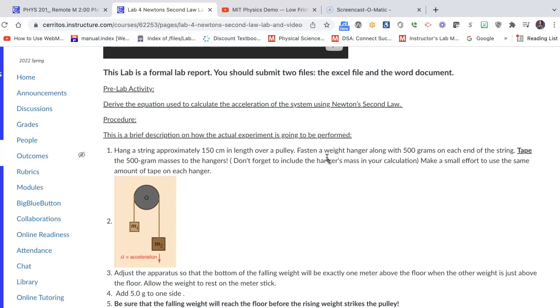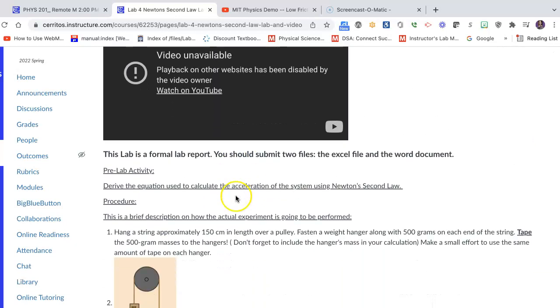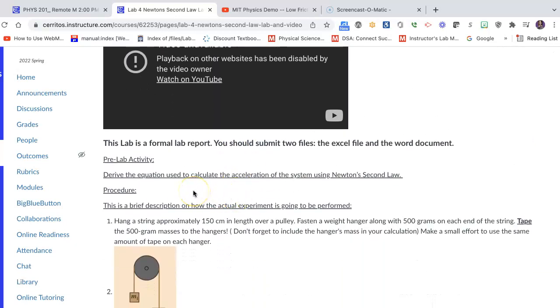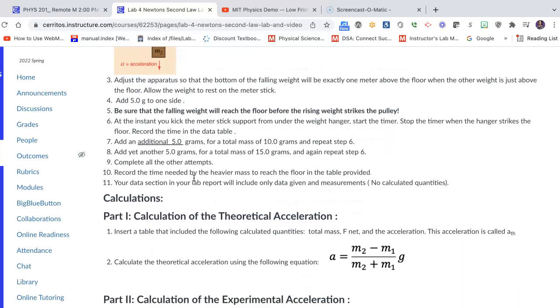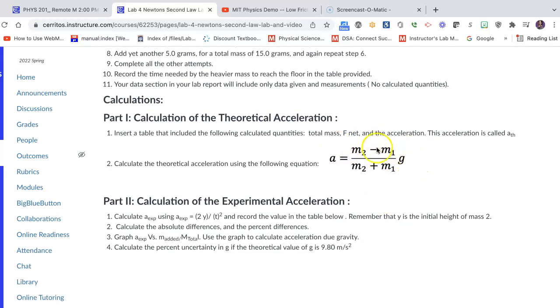But also here I'm asking you, because this is based on what we studied in chapters 4 and 5, to derive the equation used to calculate the acceleration of the system using Newton's second law. This is the equation that I'm asking you to derive. You should show a derivation.